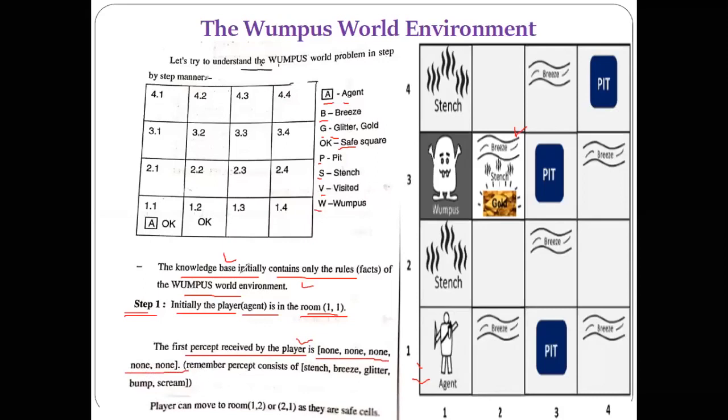Now tell me, what is the meaning of this? All of you can see this. This is the perception, the sense, by the knowledge base agent at room 1,1. What does he perceive? What is the knowledge base agent perceiving at room 1,1? Tell me. All of you can see this marking I am making here? Yes, sir. Now, what is being perceived by the agent at this location 1,1?